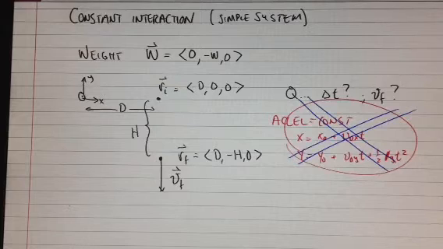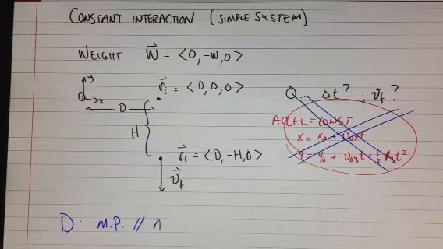So I'm going to do this in our problem-solving format. The director says, I recognize this as a falling problem. This is a momentum principle problem with a constant interaction. So I need the momentum principle. I need the definition of the average velocity.